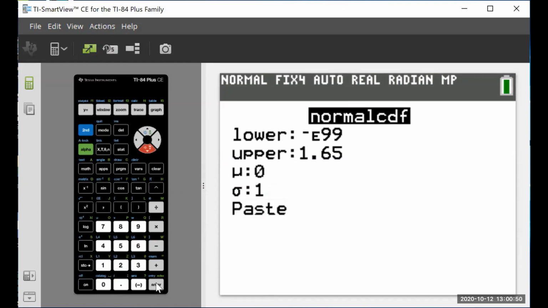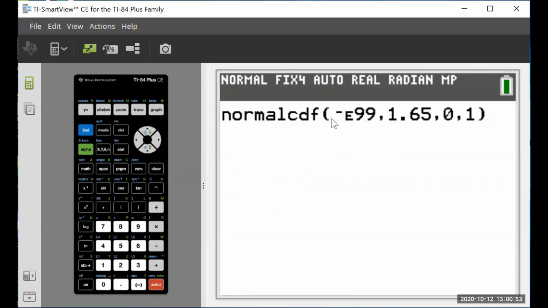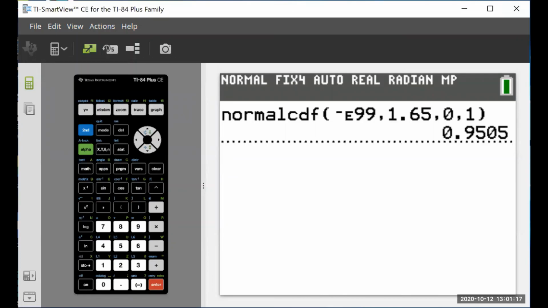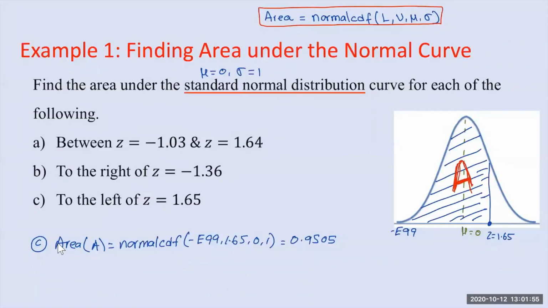Paste this information in the main screen. So this is what we have written on paper. Normal CDF, negative E99, 1.65, 0, 1. Hit enter to get the result, which is 0.9505. So that is the area to the left of Z equal to 1.65. So from the calculator, we get this area equal to 0.9505.